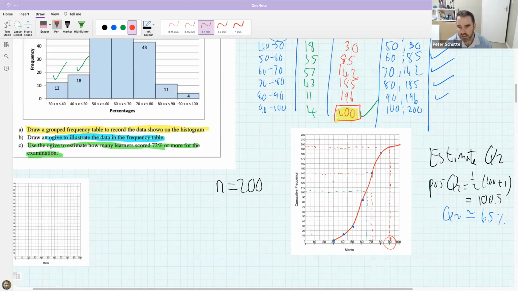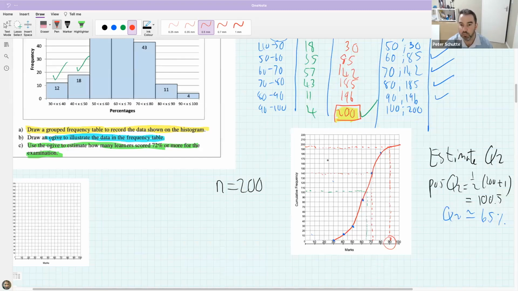Now, that means that 195 students got 95%. Oh, sorry. If it's in line with the 195, it means 90% of students got, wait, how do I say this? Basically, 195 students got 90% or less.